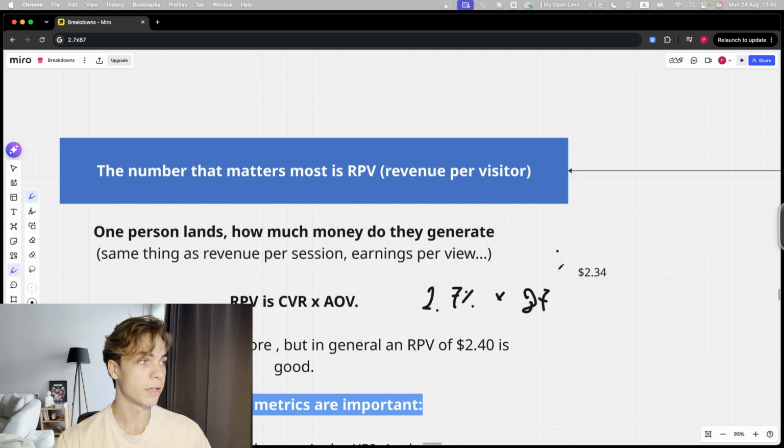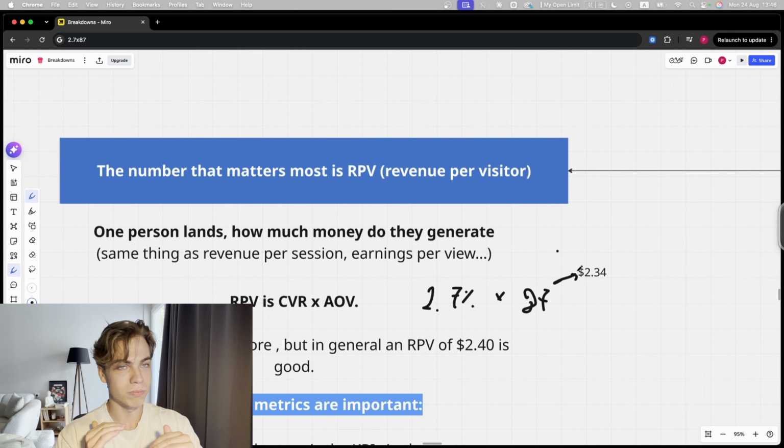Now depending on what you're selling, this probably means you're either close to being profitable or on the line of being profitable. Maybe you're losing a bit of money, but it depends, right? But what I want you to aim for is $2.40.